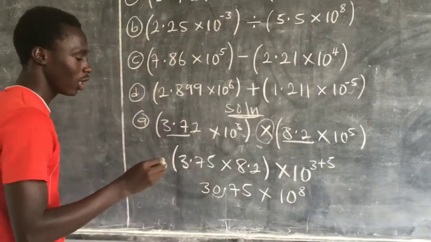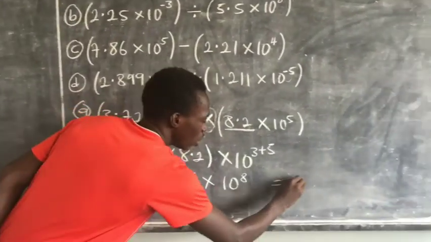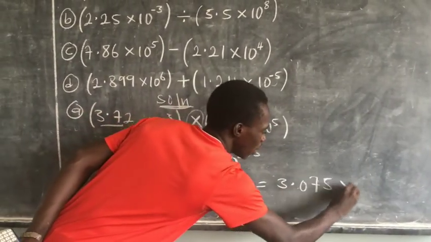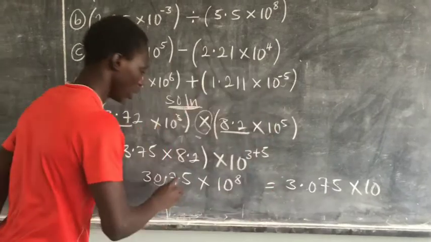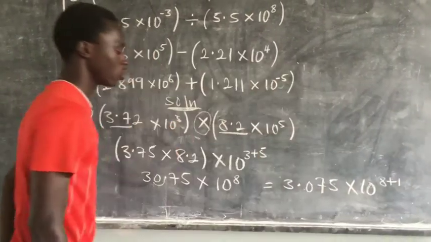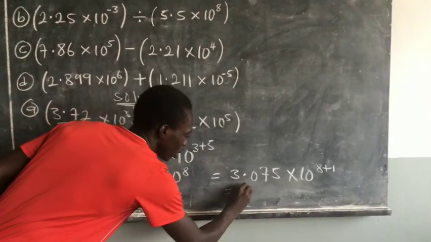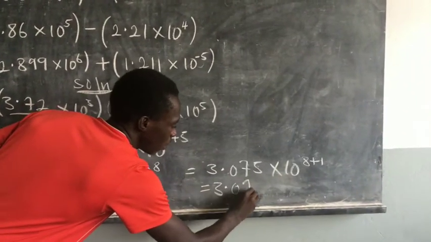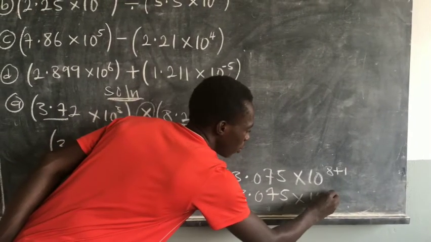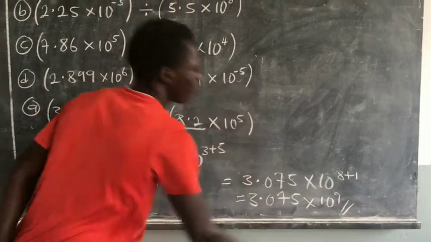So therefore, here the answer will be 3.075 times 10 to the power. It was 8, now it will be 8 plus 1. So the final answer for this one will be 3.075 times 10 to the power 8 plus 1, which is 9. This is the final answer.